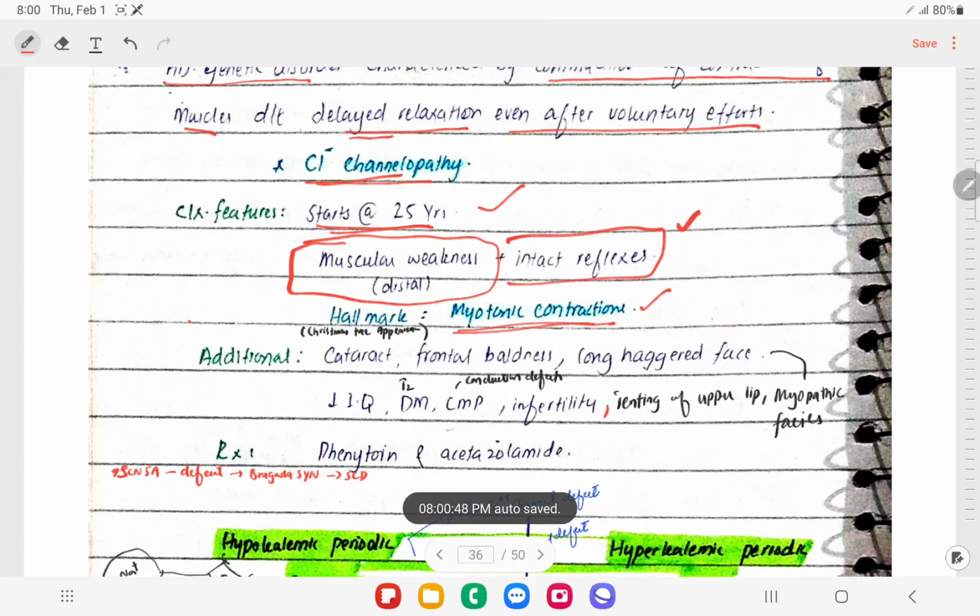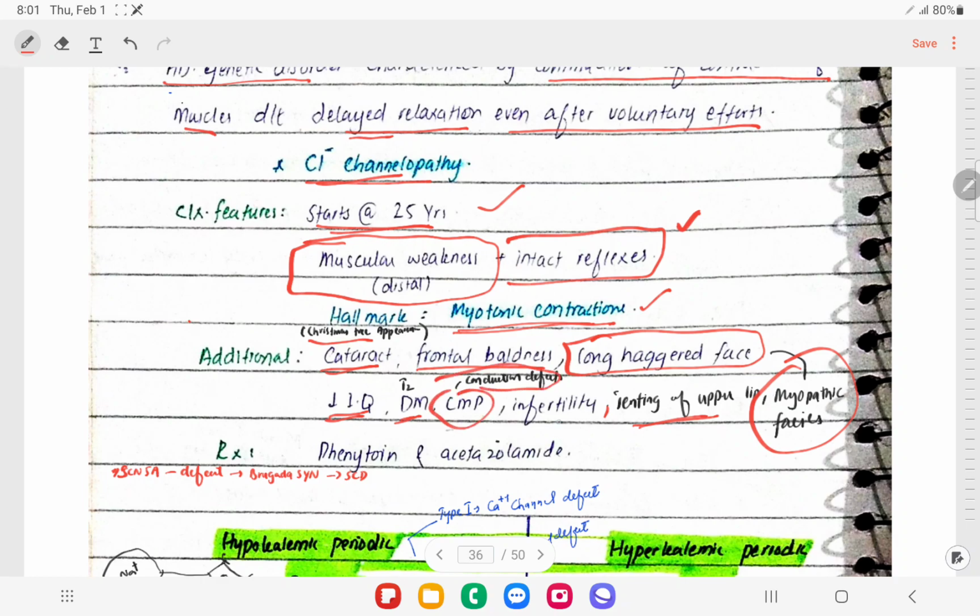These people usually have specific features, like cataract, the Christmas tree appearance cataract, right? And there will be frontal baldness in these patients. Their face will be a long, haggard face, which is called myopathic facies, right? If we check the upper lip, there will be tenting of the upper lip. Along with that they will have low IQ, type 2 diabetes mellitus, cardiomyopathies and conduction defects, and they're also going to have infertility, right?